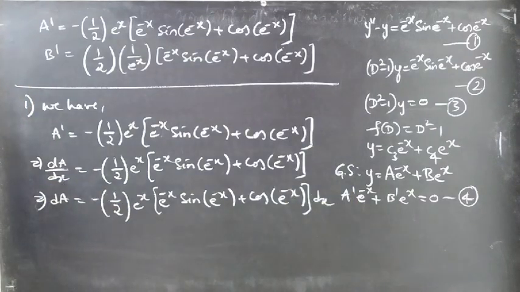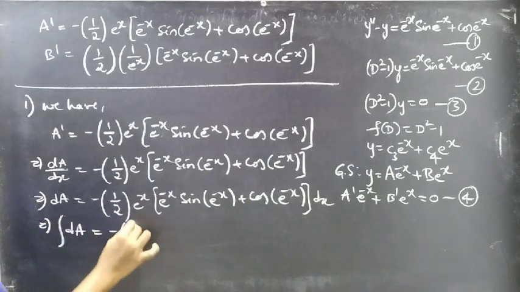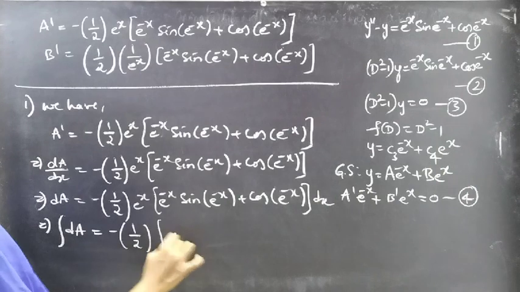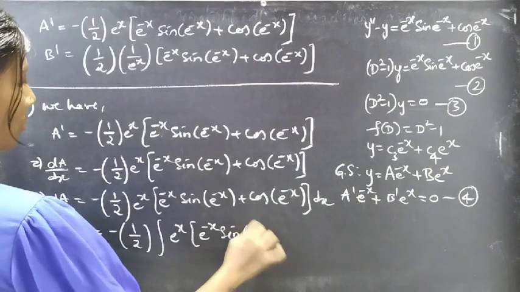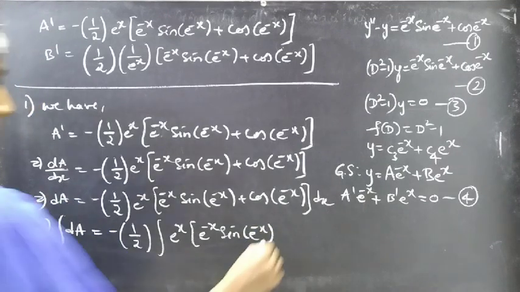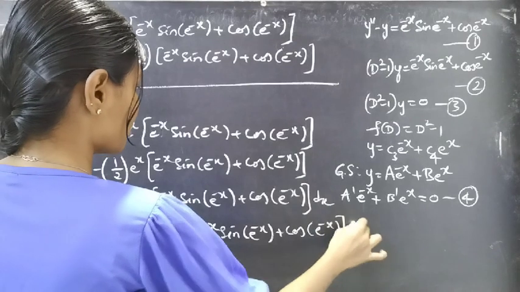Here the variables are separable, so we can perform integration. Integral dA equal to minus 1 by 2 integral e power x of e power minus x sine e power minus x plus cos e power minus x.